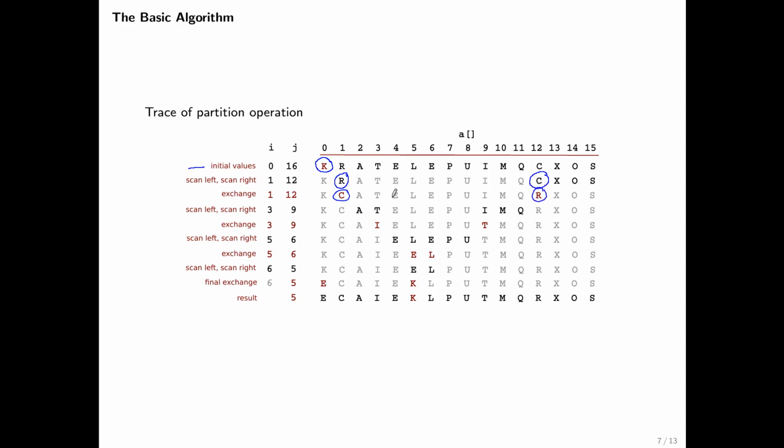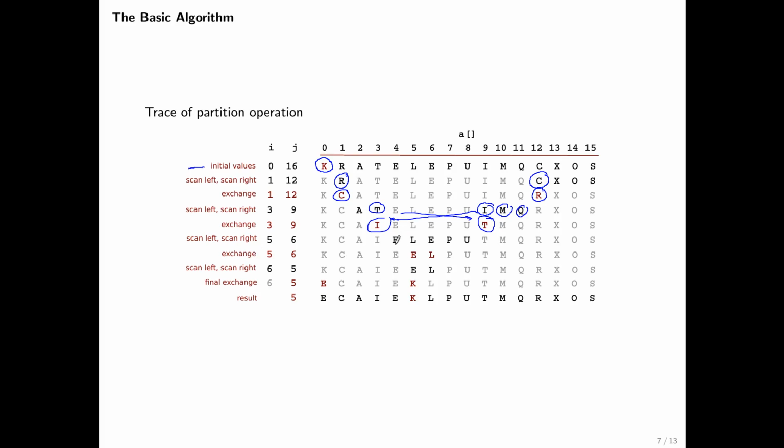We scan first left, starting from A, and we stop when we find an element that is larger than the pivot. A is smaller, T is larger, so we stop. From this side, we scan starting at Q. Q is larger than the pivot because Q is bigger than K. M is also bigger than K, but I is smaller than K. So what do we need to do next? Exchange. That's how this I comes here, and this T goes there. And then the same procedure again.